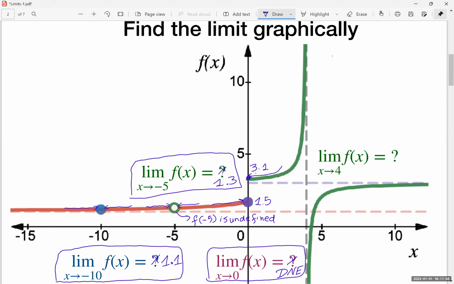All right, let's go to a different point. The last point in this function is the point where, what is the limit of the function f of x when x goes to 4? And this is 4 right here. And you can see that at x equals 4, we have a vertical asymptote.